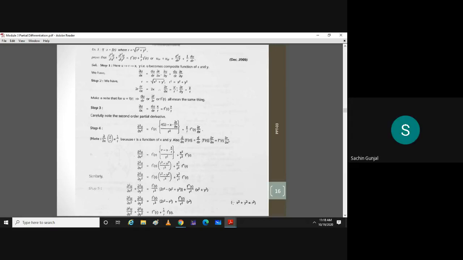Now you substitute these values in this first. So ∂u/∂x is equal to du/dr as it is into x by r. Okay. Now du/dr is nothing but the ordinary derivative f dash. du/dr is nothing but f dash r. All right. Step 3 is fine.